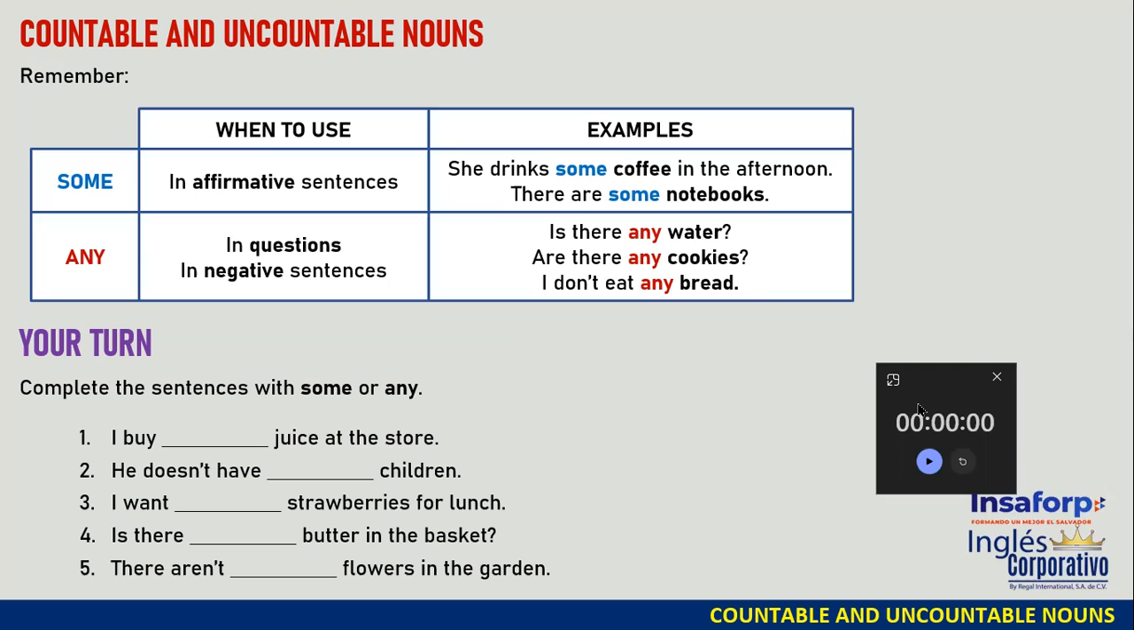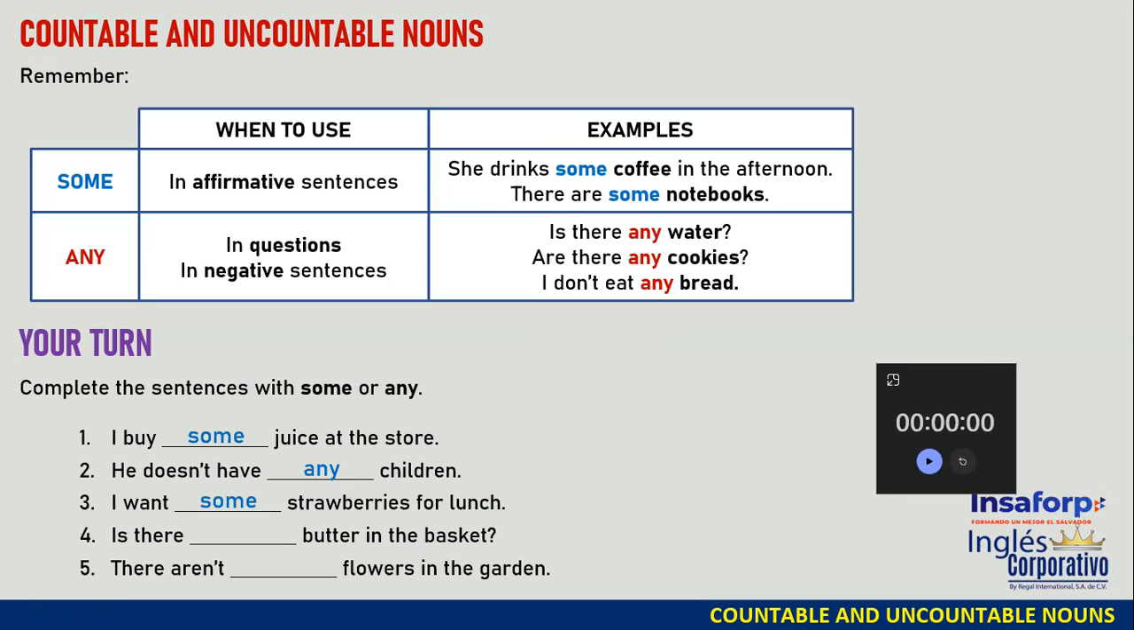Entonces decíamos acá que we're going to use some and any, ¿verdad? For three different types of sentences. So we have number one, I buy some or any juice at the store? Some, very good. So I bought some juice at the store. Two, he doesn't have any. Any. Muy bien, any children. Number three, I want some strawberries for lunch, okay?